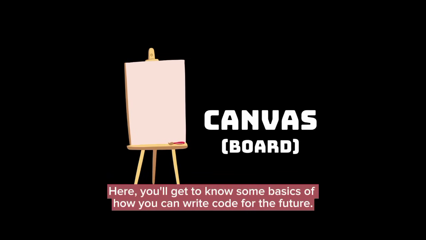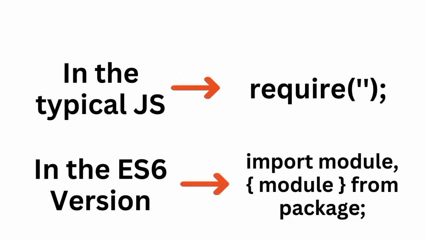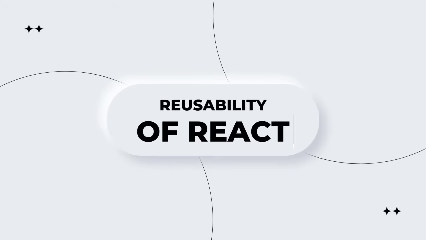Okay, before this, in typical JS, you must have heard of the require method to import a module, right? Unfortunately, you won't need that anymore, since this is in a version of JavaScript known as ES6. To import anything, you simply use the word import to import any module and add from to indicate the package name from where you're importing it. Likewise, you can also import any code besides a package to use it anywhere. This is known as reusing and it's one of the specialities of React.